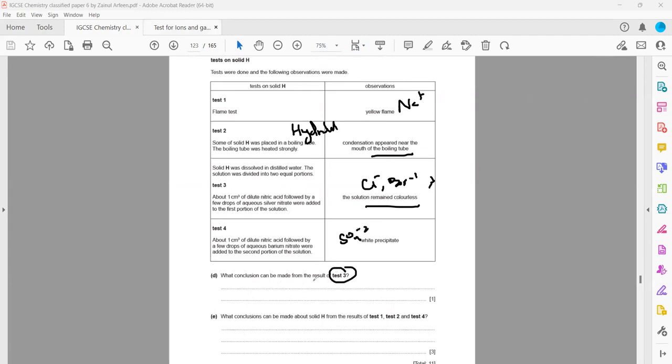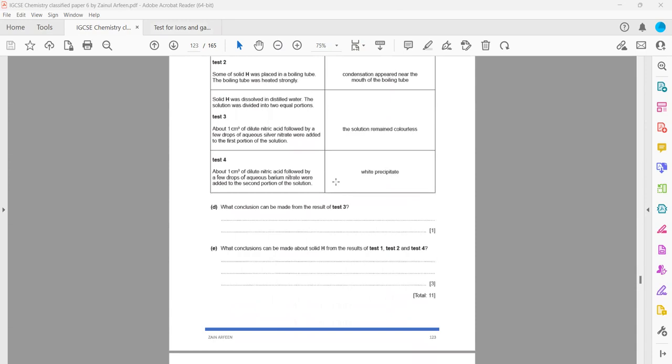What conclusion do you draw about test 3? H is not a halide. Group 1 salts can be hydrated or anhydrous, and the salt is sodium sulfate. So hydrated sodium sulfate, because 3 marks are there: 1 mark for sodium, 1 mark for sulfate, 1 mark for hydrated. So this was question 15.